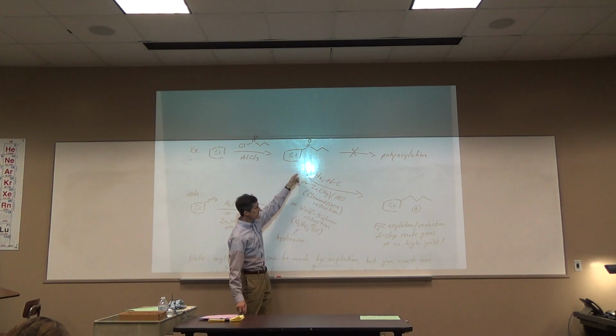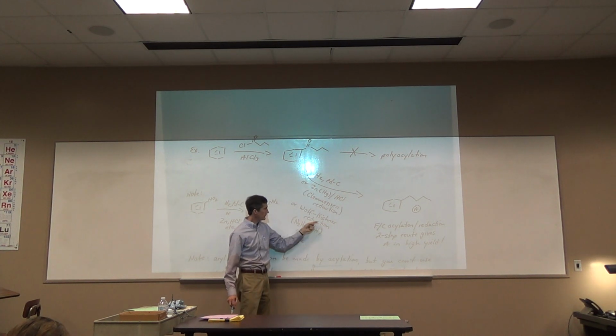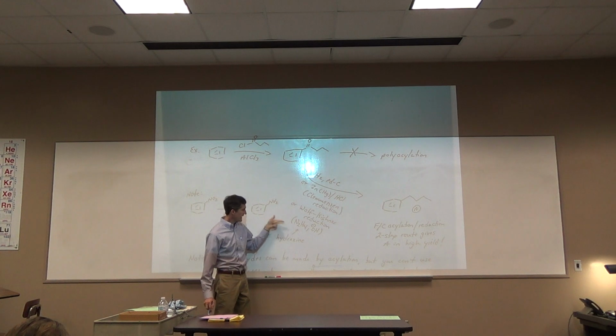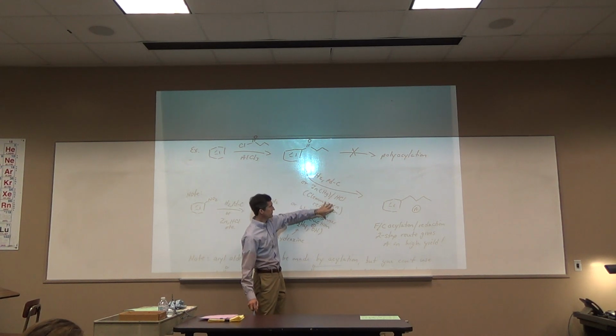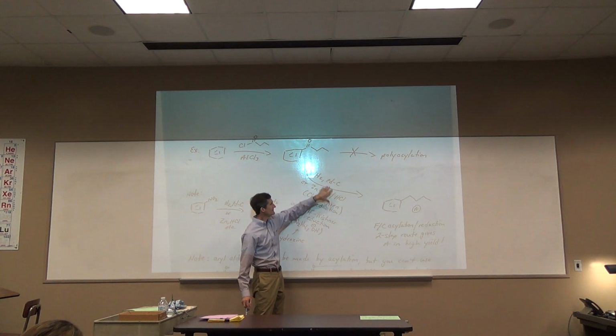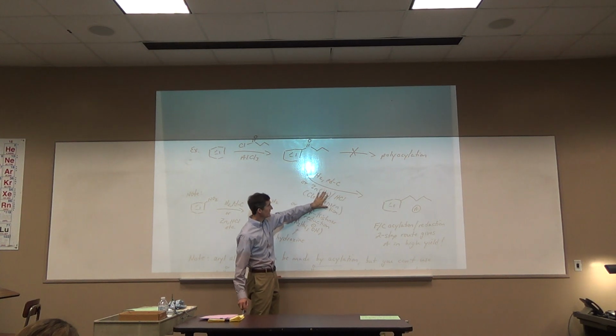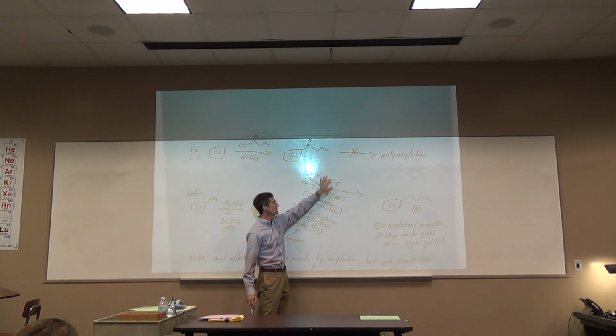A third way to remove this oxygen is called the Wolff-Kishner reduction. This uses hydrazine and hydroxide. We're not going to look at the mechanism for the first two. They're sort of redox, well, kind of redox. This is redox. That's not really redox, but it's kind of convoluted.